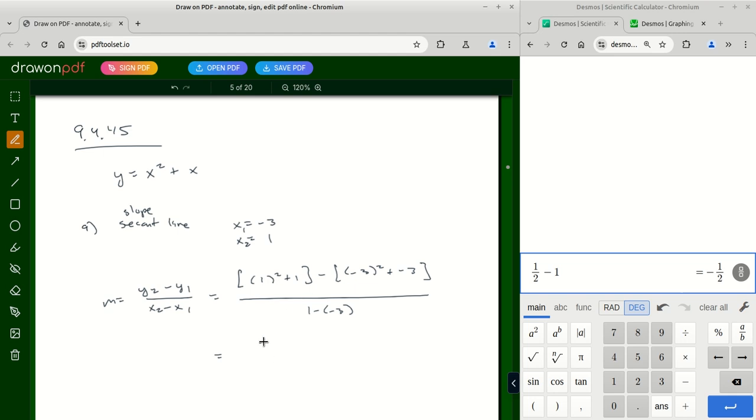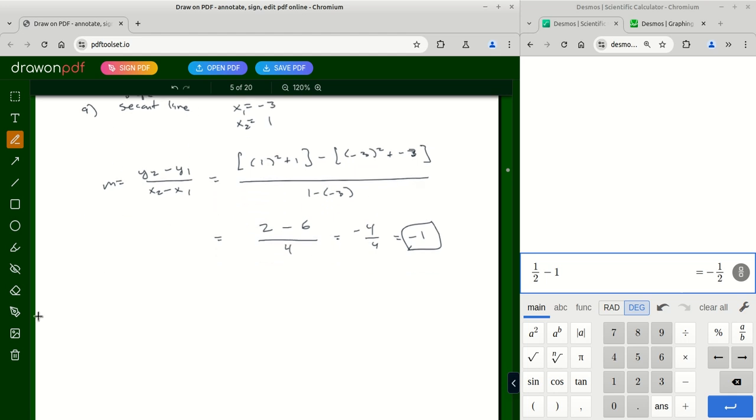So here we got a 2, +9 minus the 3 is a 6. So we got -6 all over 4. So -4 over 4 is a -1. Sweet, so that was the slope of the secant line. Now they say find the slope between these other points. Okay, so find the slope for x equals -3 and x equals -3 plus h.